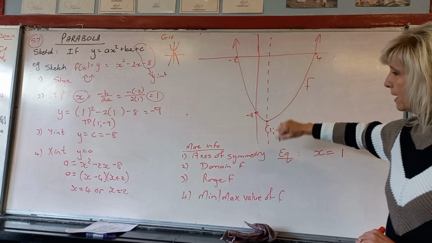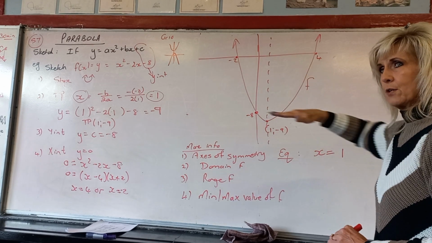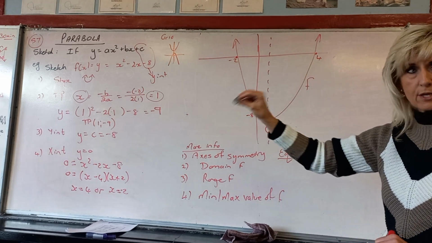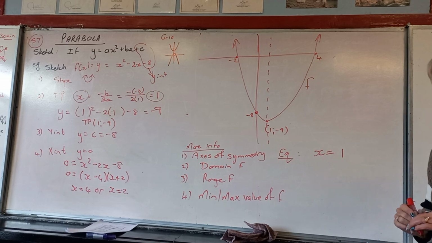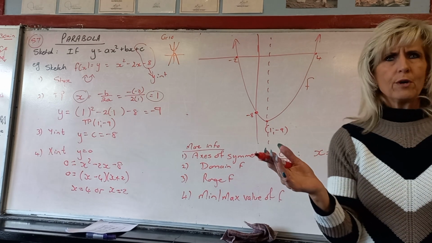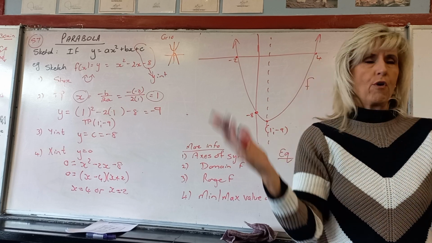Vertical lines are where x stays constant. Horizontal lines are where y stays a constant. And that's a mark, or maybe even 2. Next question. Domain and range. What are the domain and ranges of all the graphs?